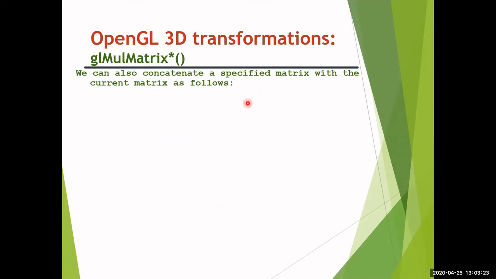We can also concatenate a specific matrix with the current matrix. Apart from your transformation functions, which automatically get concatenated, if you want any other function to concatenate with the current matrix, then you have GL mult matrix. That is nothing but multiplying the matrix with other elements.